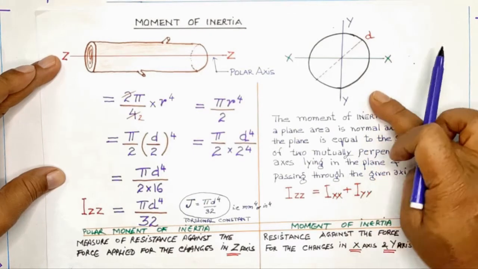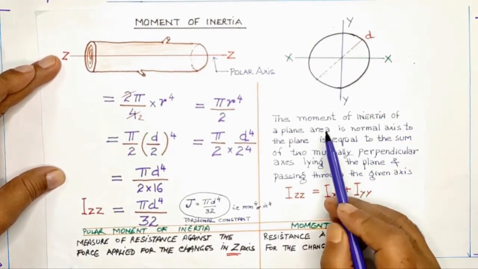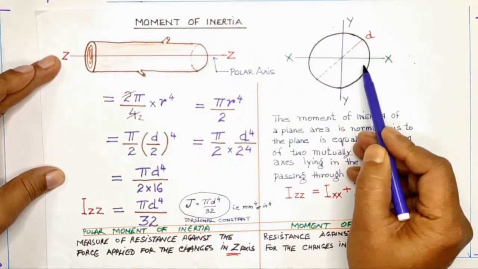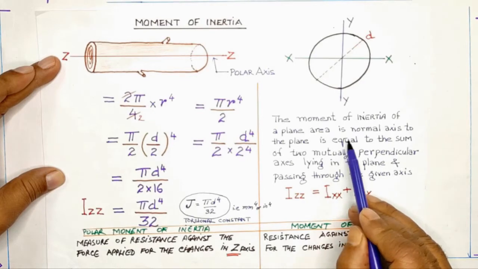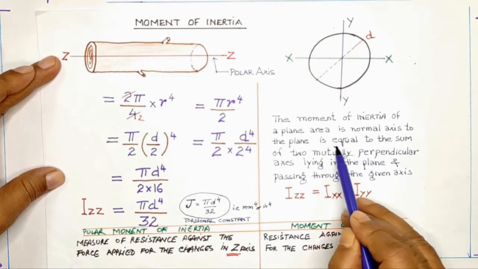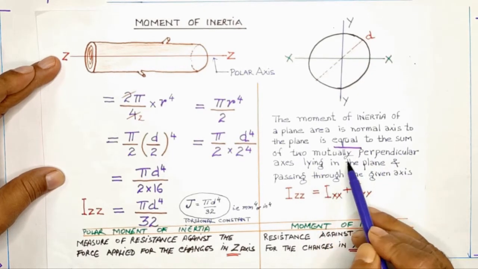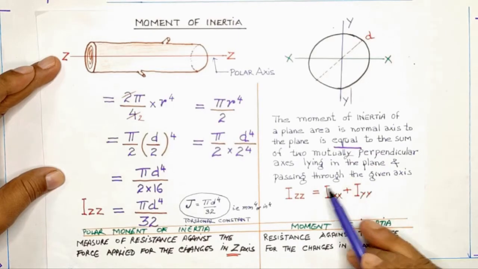Now next, this is polar, and this is moment of inertia. What is moment of inertia? We'll take it from here. This moment of inertia, this circle. This is the moment of inertia of a plane area whose normal axis to the plane is equal to the sum of two mutually perpendicular axes lying in the plane.